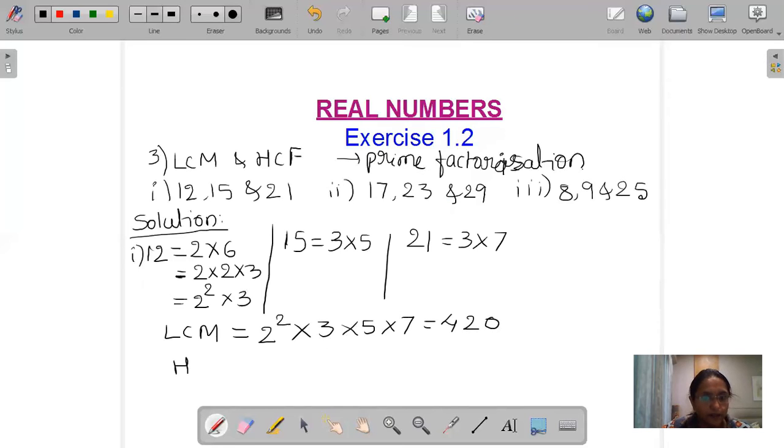Next, HCF is equal to, take the common factor. So 2 square, here 2 is not there, you cannot take. Then 3 is there, here also 3, 3 and 3. So HCF is 3. So LCM is 420 and HCF is 3. Next, second example.